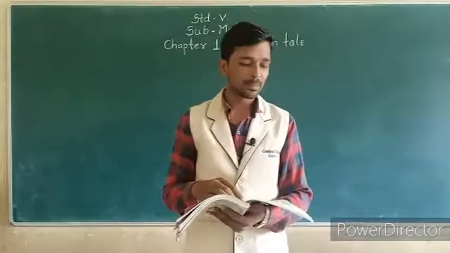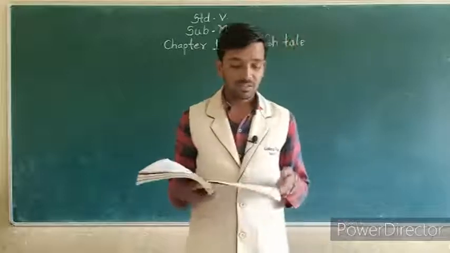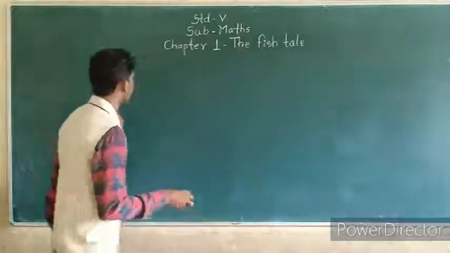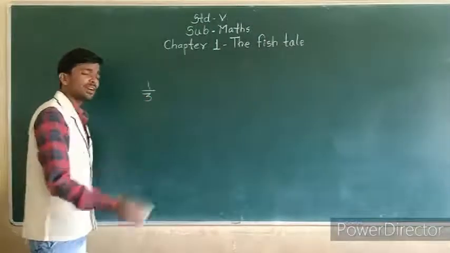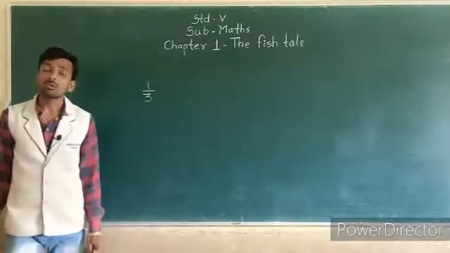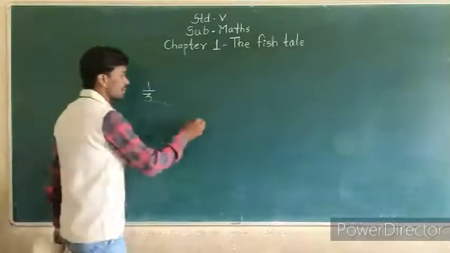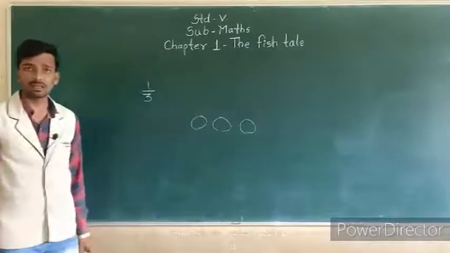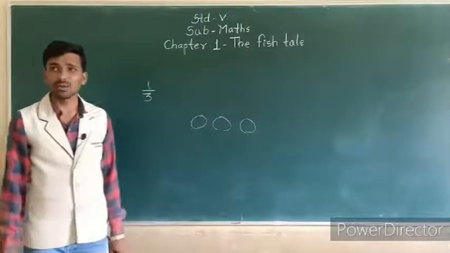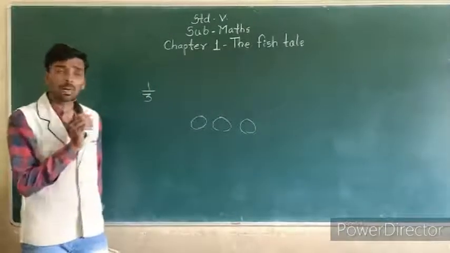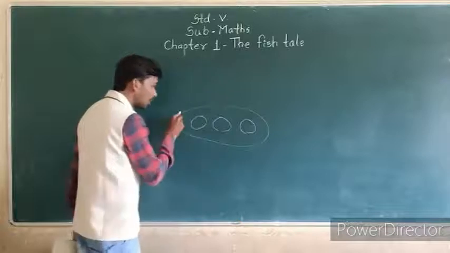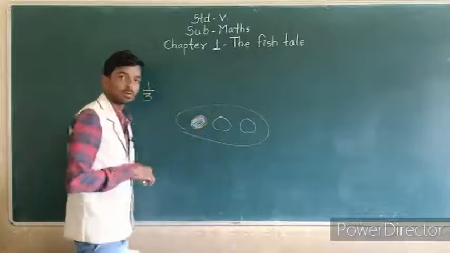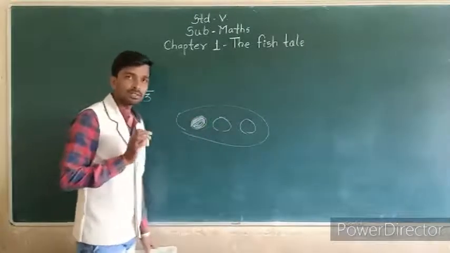Read, listen. When fresh fish is dried, it becomes 1/3 of its weight. Tell me, what is the meaning of 1/3? 1/3 means there are 3 equal groups, and we take only one part.